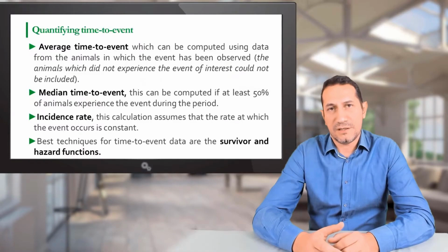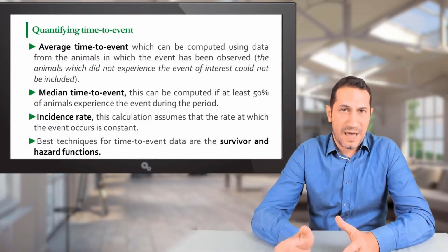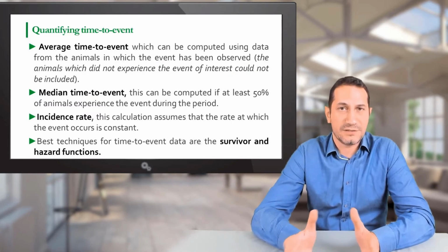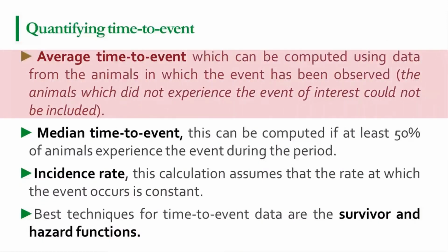But in order to quantify such a phenomenon, when and if it happens or not, what kind of techniques do we have available to measure such data? One way to quantify time to event is to use the average time. The average time is calculated only for the animals which have experienced the event of interest, and not for the other animals which did not have the event of interest. So it's limited only to this subgroup of animals and cannot take into account the others.